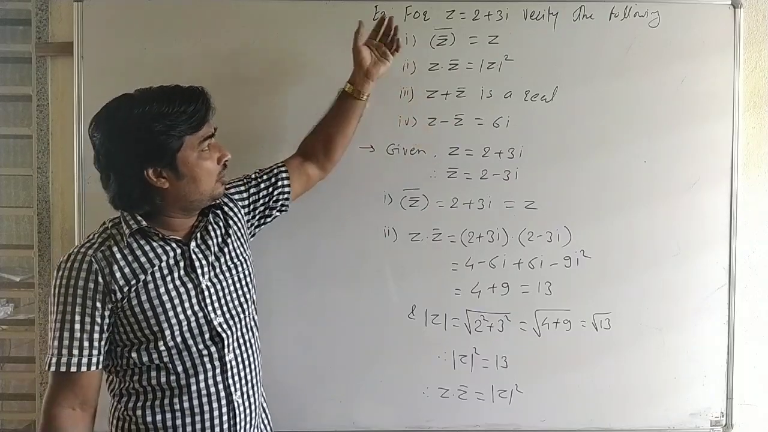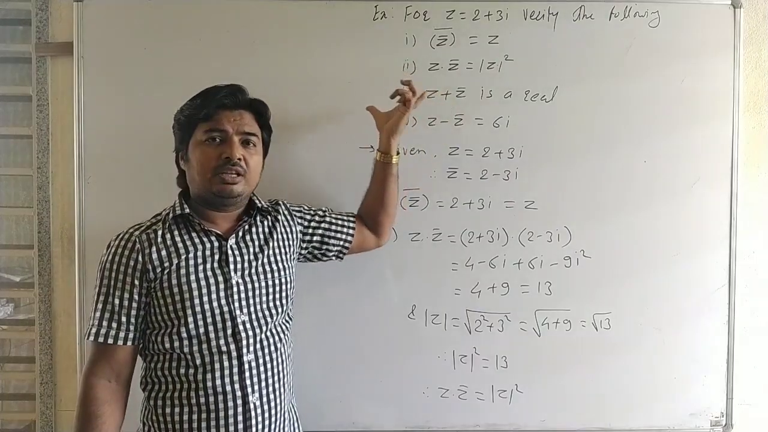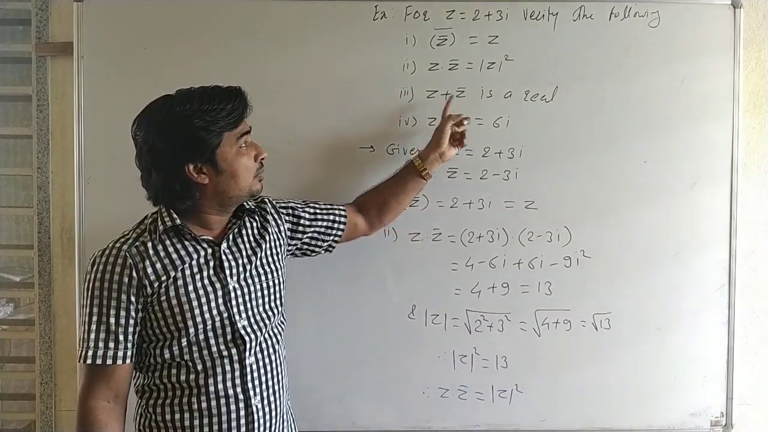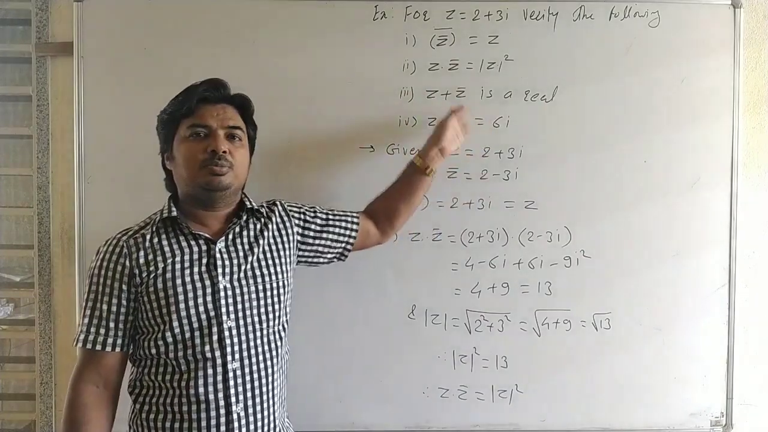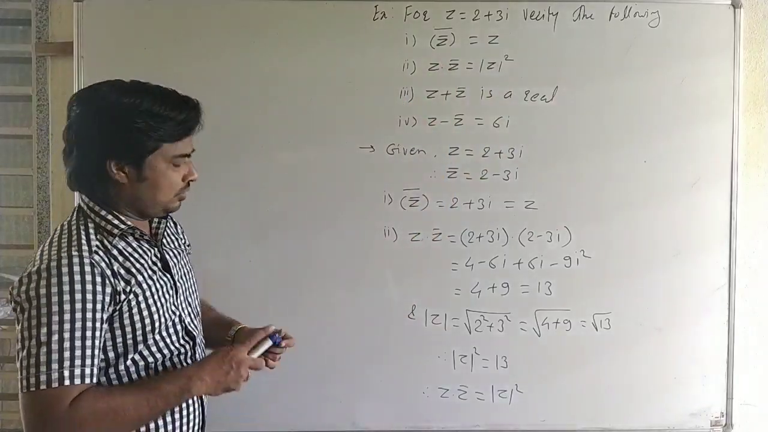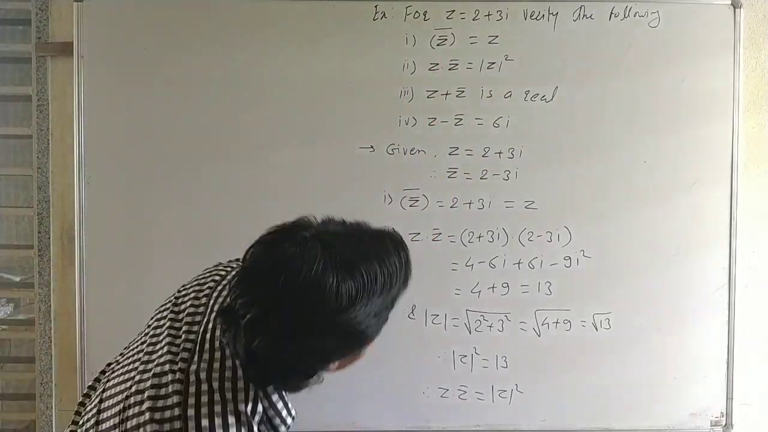This example was already done in the addition of complex numbers. Okay, z plus z bar is purely real, and z minus z bar is purely imaginary. Okay. Now we see the next example.